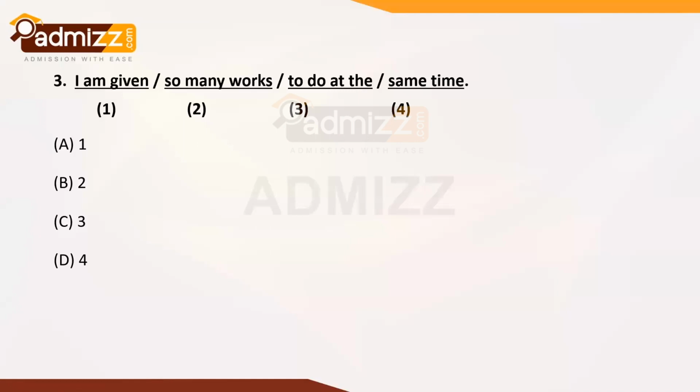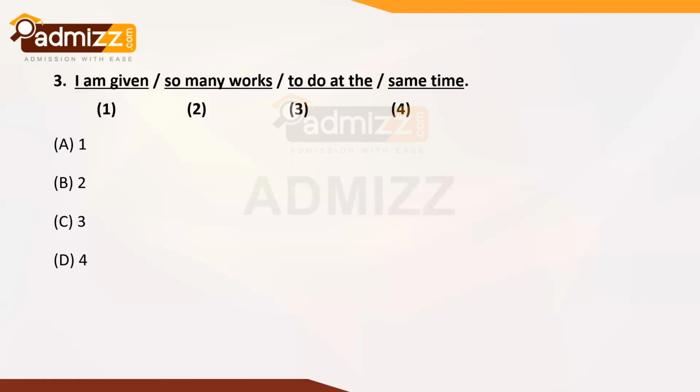Why? Because "too many works to do at the same time" represents the idea of simultaneity in this case. What do I mean by this? It represents the fact that you're doing too many works at the same time, right? Hopefully that makes things clear as well. That's the first.